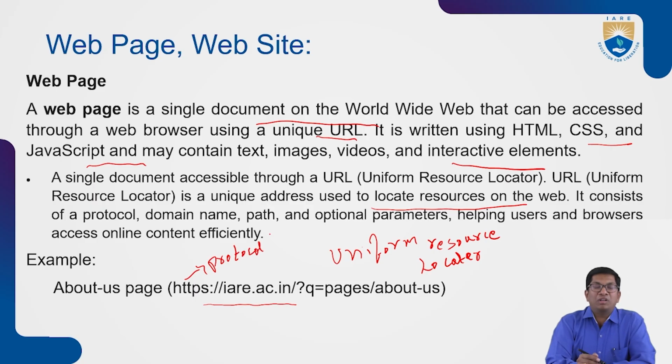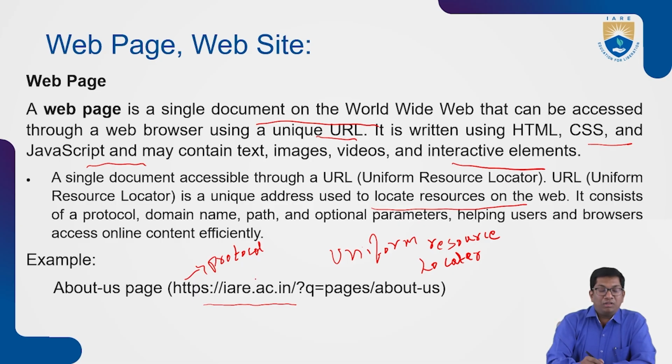So by using this protocol, we are communicating to the web and we are accessing the data. So it can be HTTP, or we can use HTTPS. HTTP means Hypertext Transfer Protocol. HTTPS means Hypertext Transfer Protocol Secure.